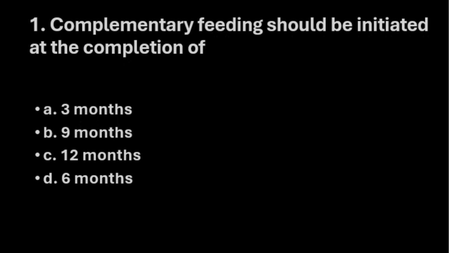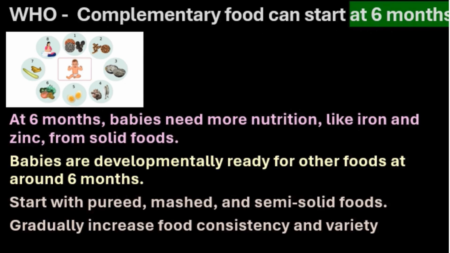The first question is, complementary feeding should be initiated at the completion of option A, 3 months, option B, 9 months, option C, 12 months, and option D, 6 months. The right answer here is option D, 6 months.